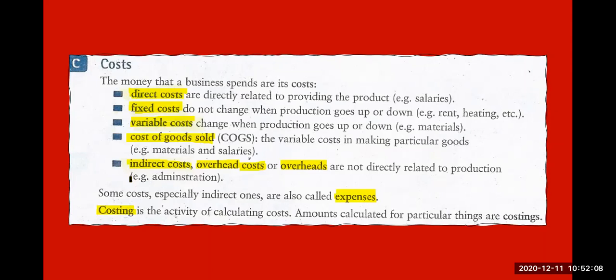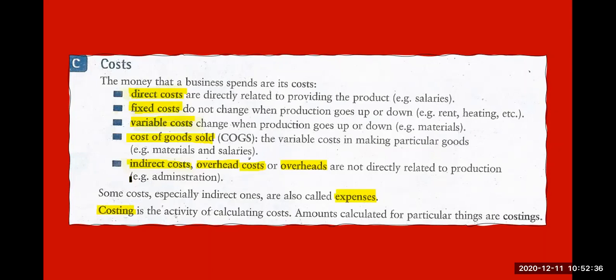When talking about cost of goods sold, the variable cost is making particular goods, for example, materials and salaries. Sometimes it depends if the providers probably increase the prices of raw material, the raw materials that you use for producing something. In that case, that raw material is going to affect the cost of the goods that you sell.